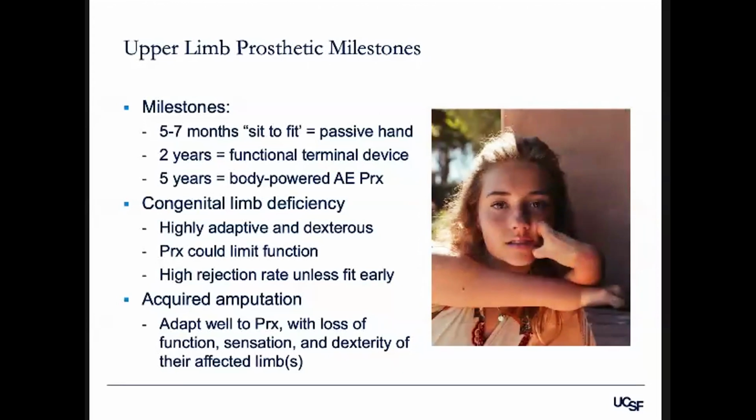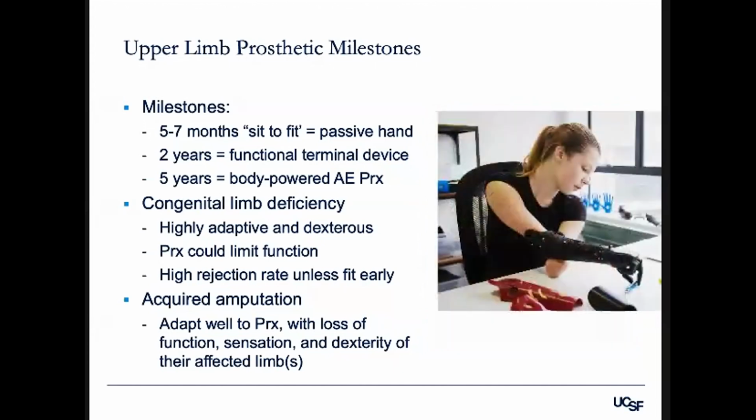It's super important to consider that wearing no prosthesis is also a perfectly viable and acceptable option for children with upper limb deficiencies, who are generally able to adapt and function independently without a prosthesis in many cases. And then older children with acquired amputation from trauma or disease will often adapt well to an upper limb prosthesis since they have lost function, sensation, and dexterity of an affected limb that they're used to having.